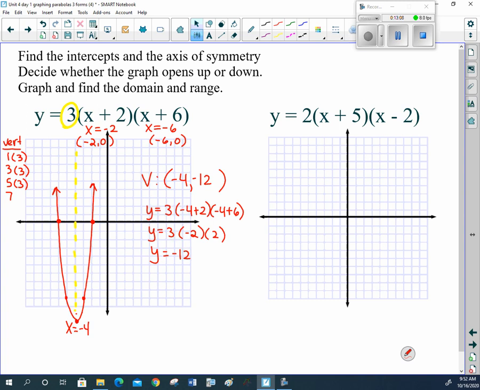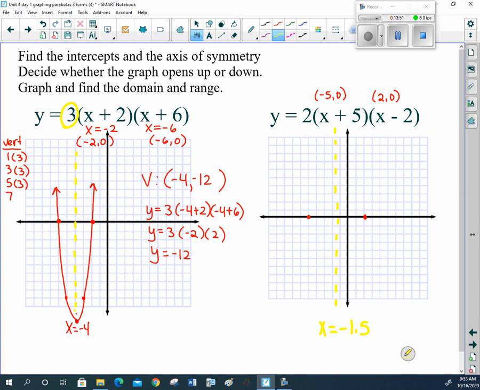Okay, over here on the right, first thing I recognize is that I have an x-intercept at (-5, 0) and one at (2, 0). So (-5, 0) and (2, 0). I need to find my axis of symmetry, and I know that that's going to be right there in the middle. But that's not going to be on a grid mark, and that's okay. So we're going to go 1, 2, 3.5. So here's going to be my axis of symmetry right there. That's at x equals -1.5.